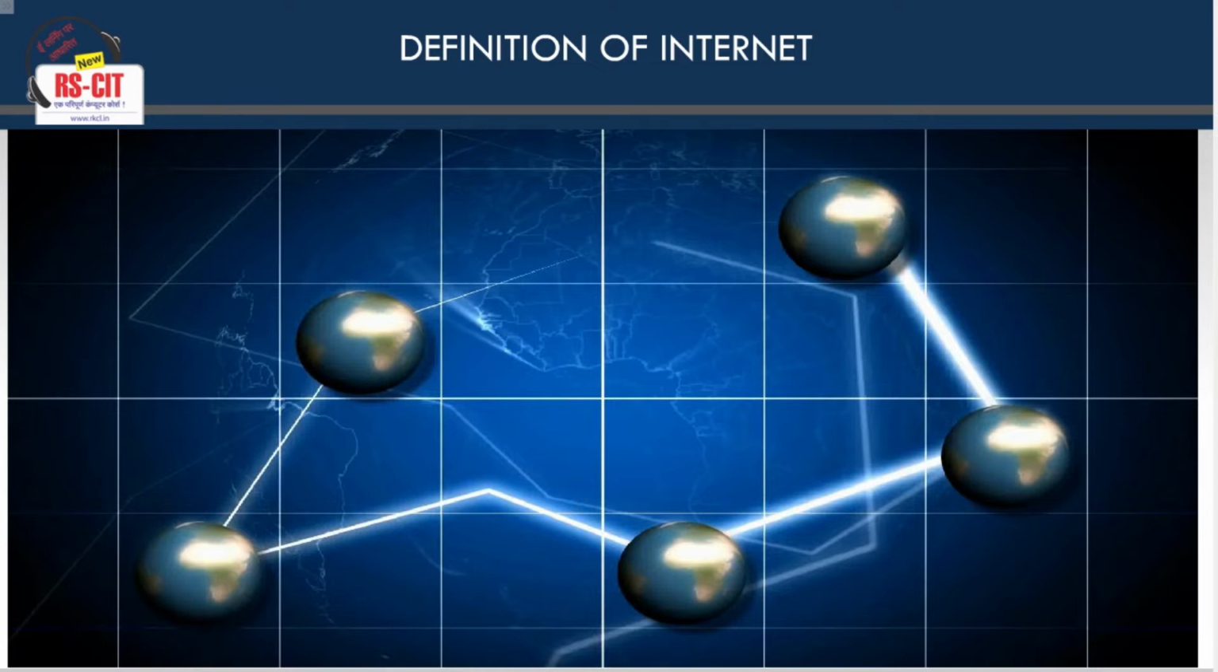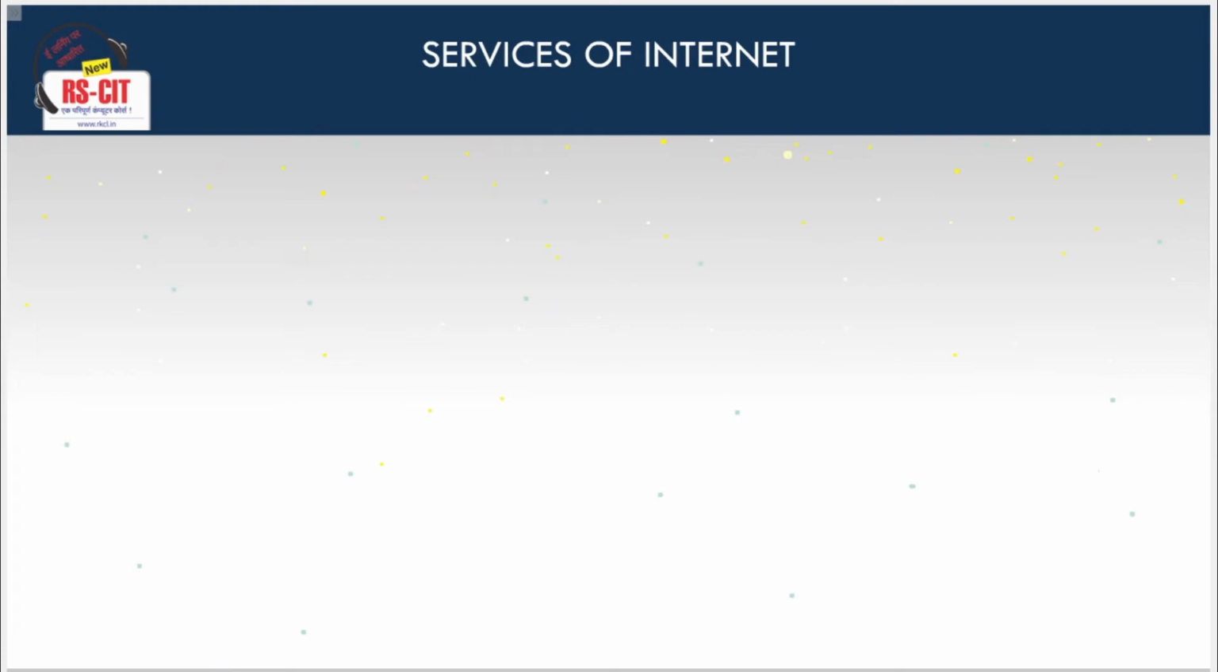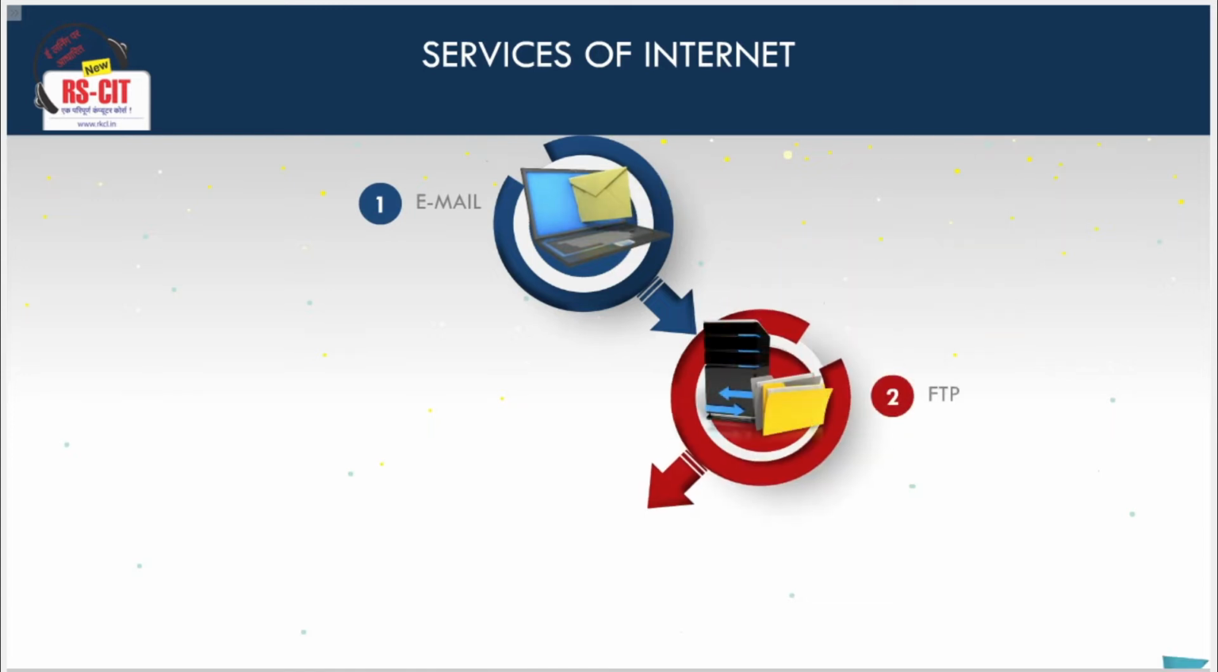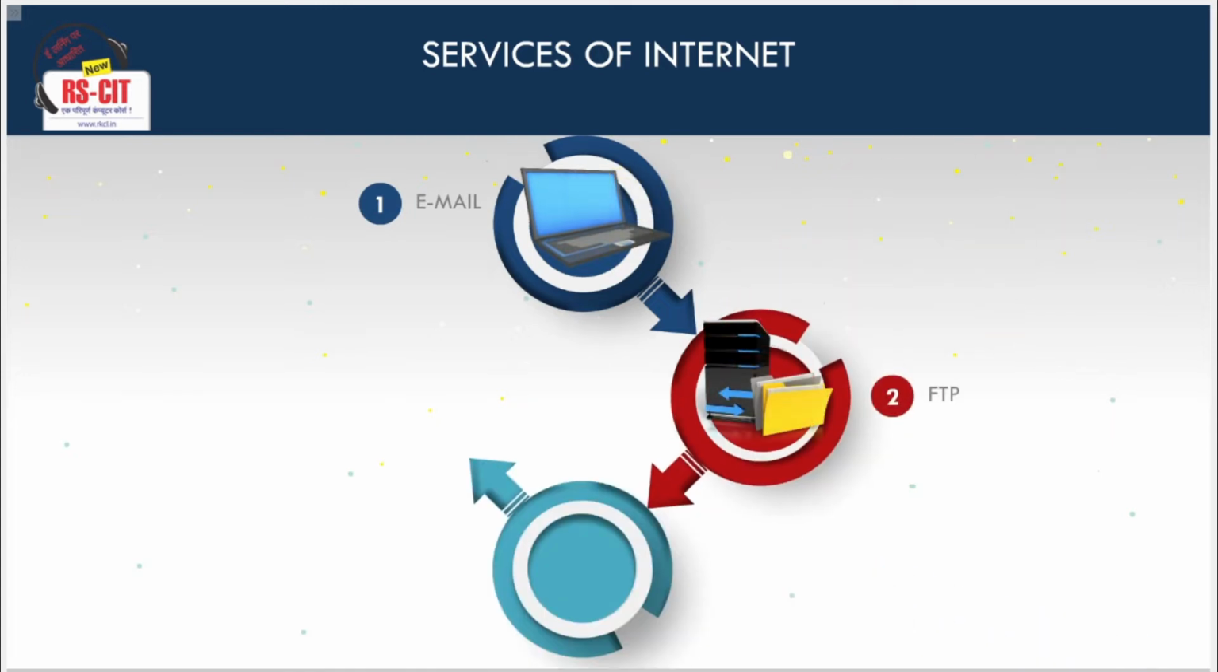Most of the Internet services operate on the client-server model. A computer is a client if it is receiving files and is a server if it is sending files. To gain access to the Internet, most people open an account with an Internet service provider, that is ISP, in their areas. Here we will discuss four main services of Internet, that is email, FTP, Telnet and World Wide Web.